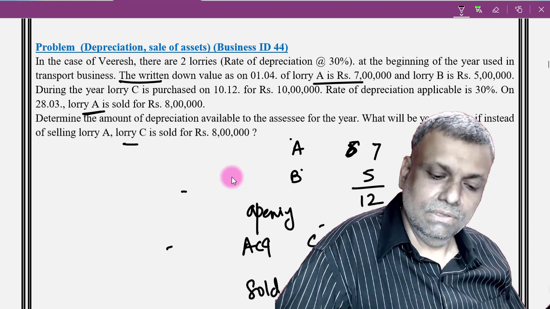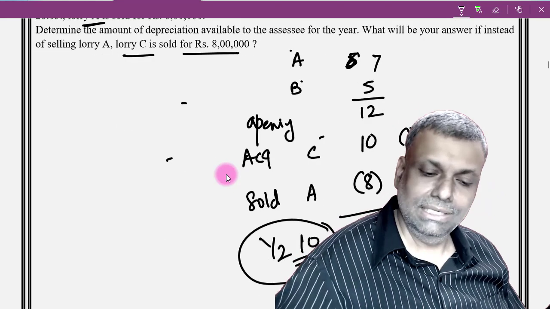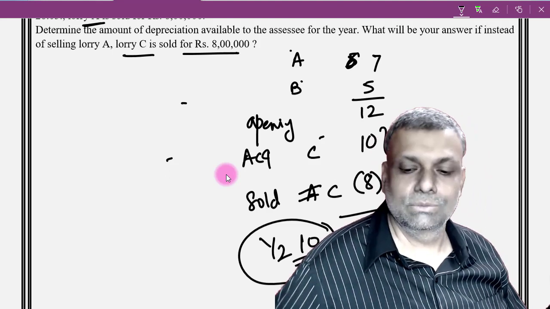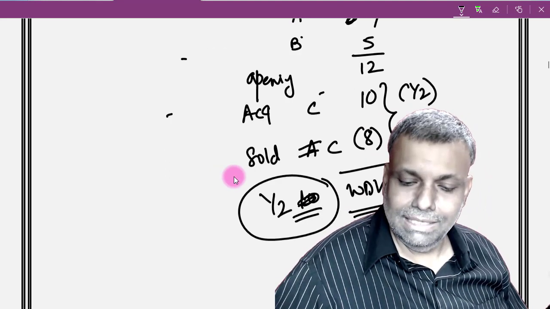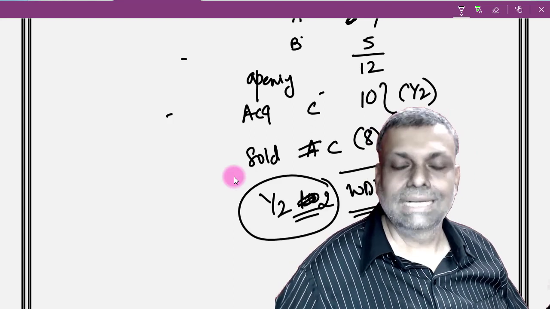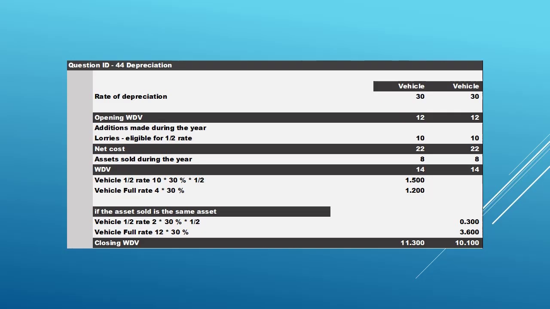But supposing the lorry C by itself has been sold for X amount, that is 8 lakhs, instead of A, supposing C has been sold, so it is the same to same asset that has been sold. Okay, so half the rate will be eligible only for 2 lakhs and the balance will be eligible for full rate. So that is the principle based on which this particular question is set, and you have to give the answer.